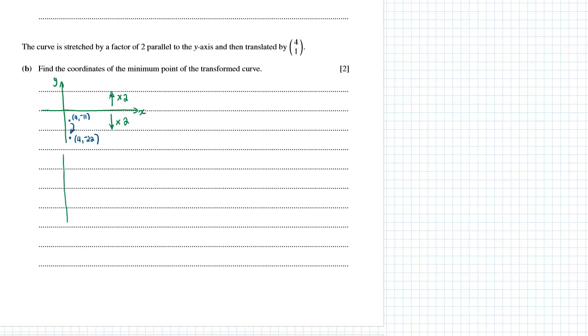And then following the stretch, it's translated by (4, 1), which simply means every point moves 4 in the x direction and 1 in the positive y direction. And so our point will end up at (8, -21), and that's the minimum point of the transformed curve.